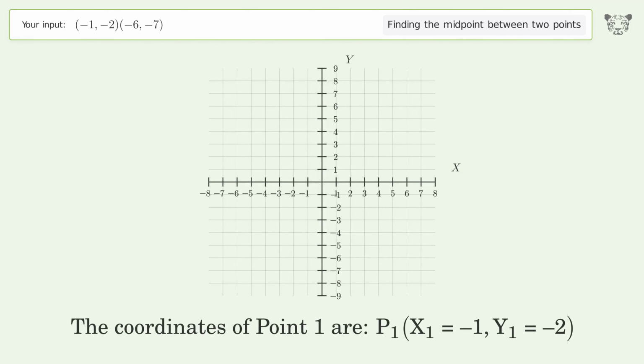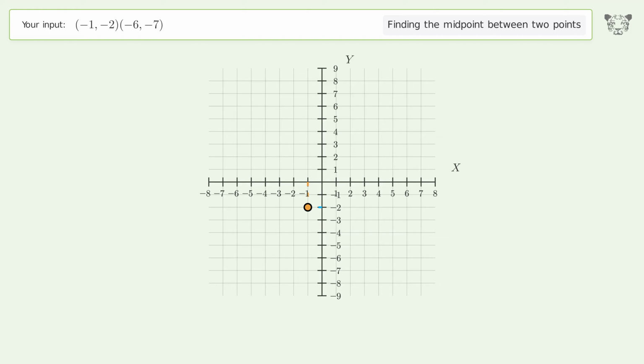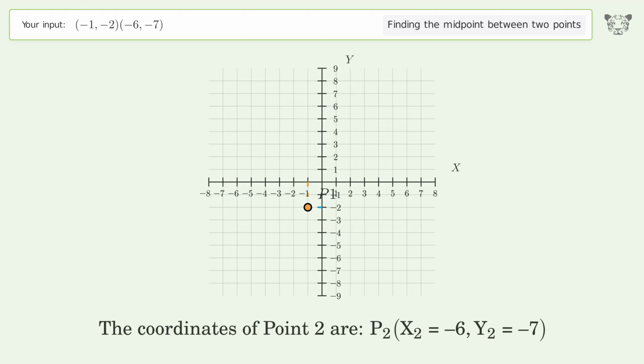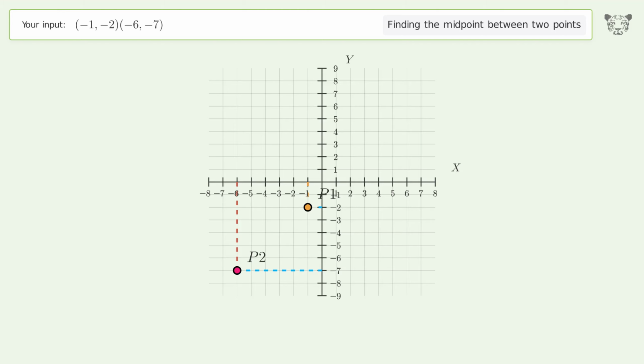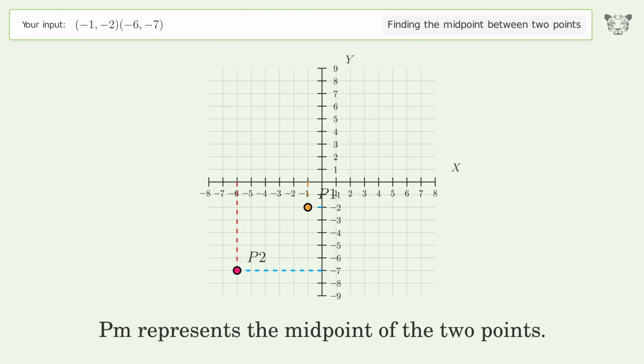The coordinates of point 1 are, x1 equals -1, y1 equals -2. The coordinates of point 2 are, x2 equals -6, y2 equals -7. PM represents the midpoint of the 2 points.